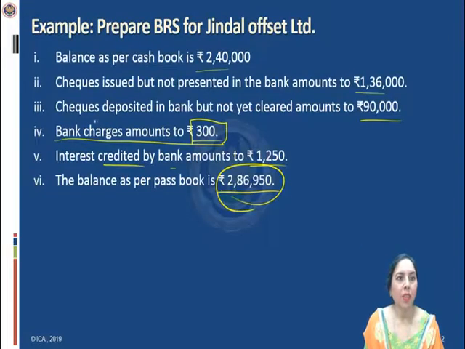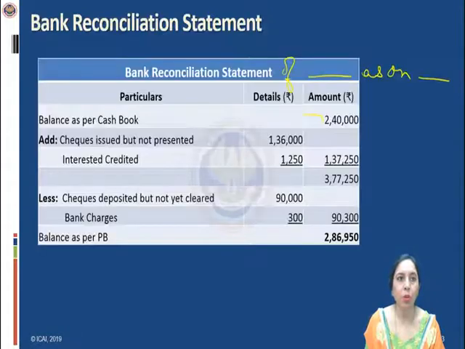Now we have checks issued but not presented in the bank amounting to rupees 1,36,000. They have been issued. That means they have been credited in the cash book. That means cash balance is reduced, but they are not presented in the passbook. So we have to add it back to the balance in order to match it. The balance which was already reduced due to check issuing is to be increased in order to match the same with the passbook balance. So we have to add the checks issued but not presented, 1,36,000.